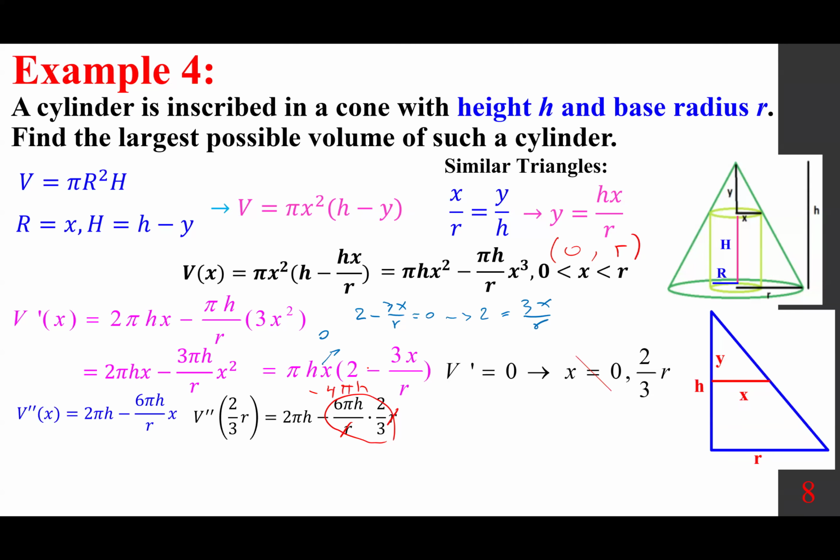So it's minus 4 pi h. 2 pi h minus 4 pi h is negative 2 pi h. And by the way, pi is positive, and so is h. So minus 2 pi h makes it negative, which means concave down. Maximum occurs at x equals 2/3 r. So we prove that with the choice of x being 2/3 of the radius of the cone, we can maximize the volume.